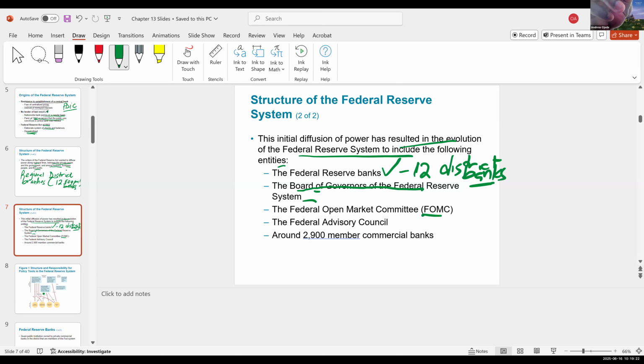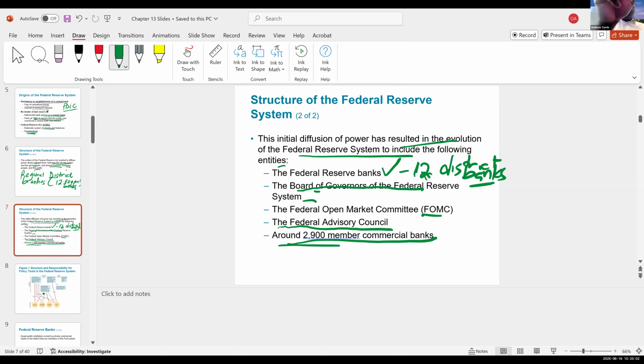And then we're going to have the Federal Advisory Council. So the Federal Advisory Council is basically, there are 12 of them. Each of the 12 district branches of the Federal Reserve is going to appoint an advisory council, which acts as a go-between each district branch and the board of governors in Washington, D.C. That's what the advisory council members do. There are 12 of them, each representing each district. Okay. And then around 2,900 member commercial banks, most of the commercial banks in America, are members of and part of the Federal Reserve System.